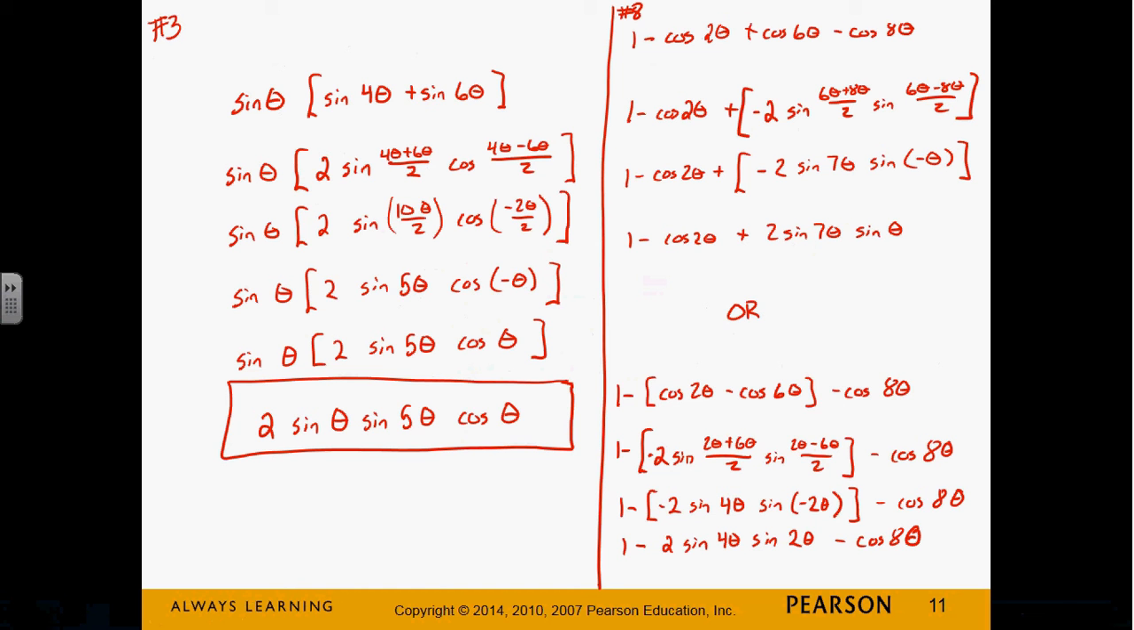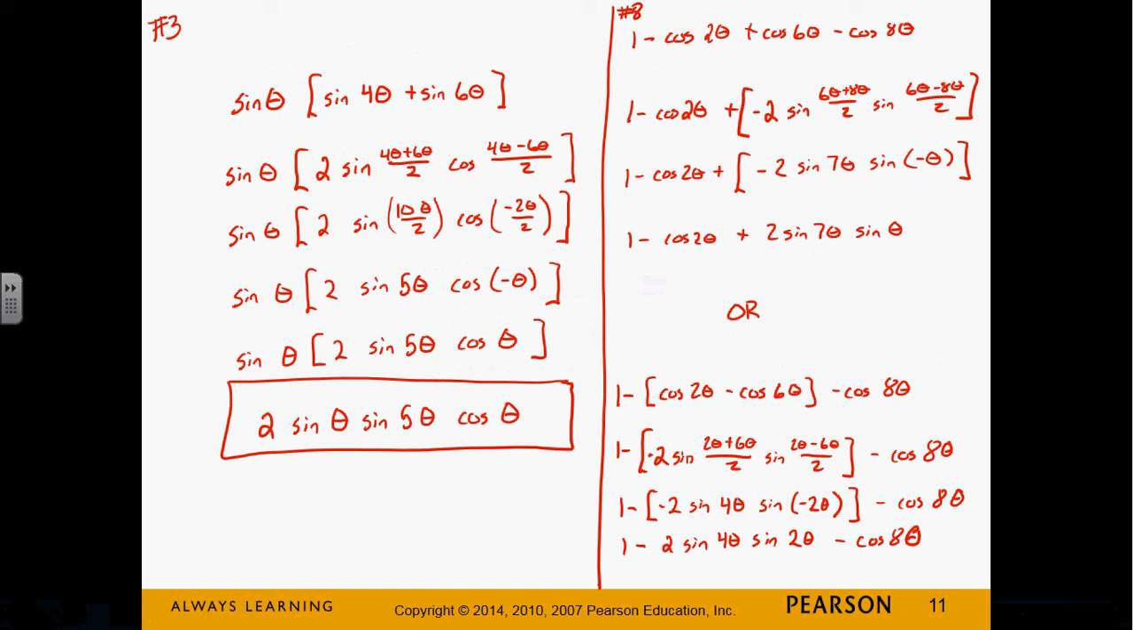So here we've got sine 4 theta plus sine 6 theta. The formula for that is 2 times the sine of adding them together times the cosine of subtracting them. So it's important to note here on these next two problems something that happens. When we do 4 theta plus 6 theta, we get 10 theta over 2. But when we do 4 theta minus 6 theta, we get negative 2 theta over 2. Right, so 10 theta over 2 gives us the 5 theta, negative 2 theta over 2 gives us negative theta.